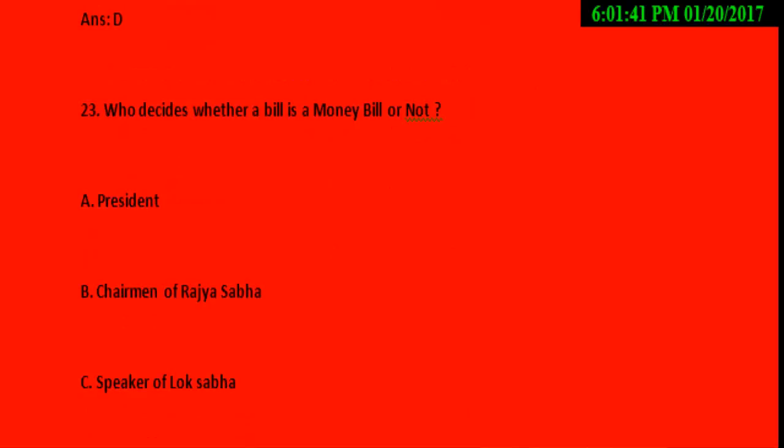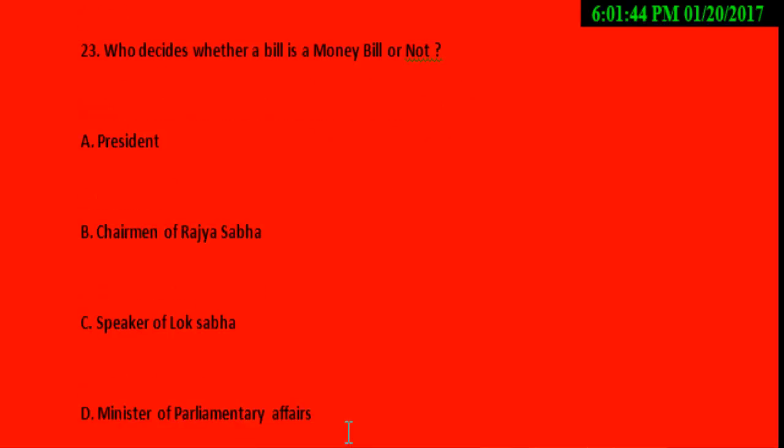So for the next question, who decides whether a bill is money bill or not? President, Chairman of Rajya Sabha, Speaker of Lok Sabha, or Minister of Parliamentary Affairs? So your answer is C, C, Speaker of Lok Sabha.